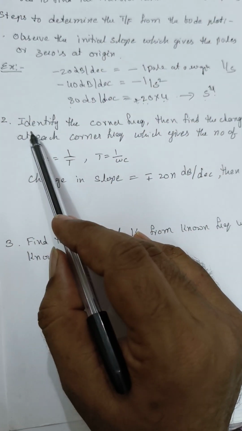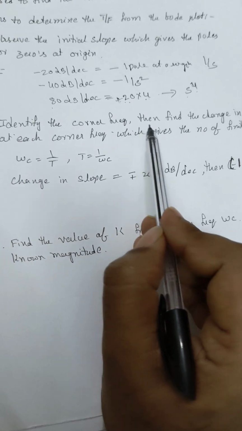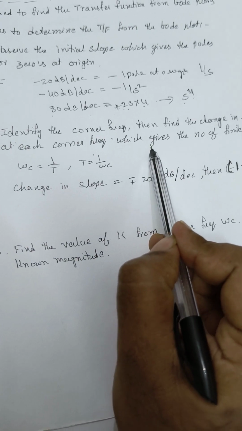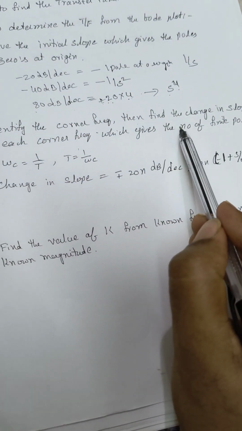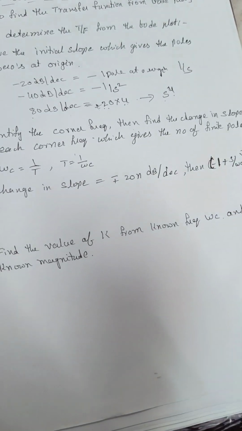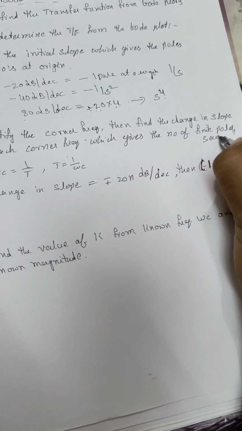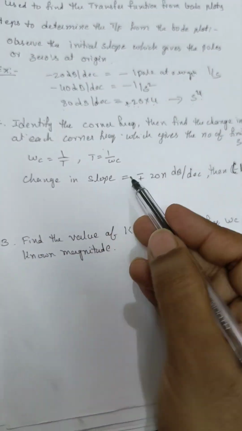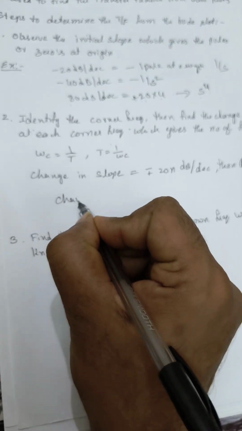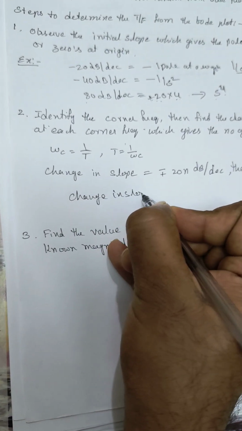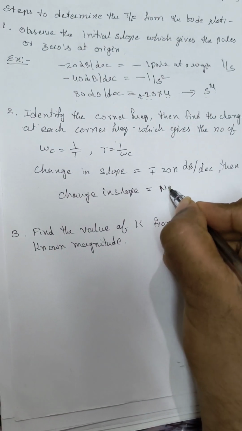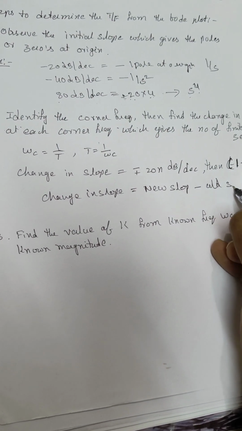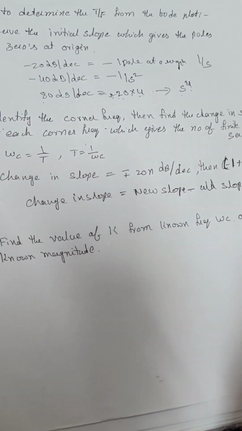And the second step is we have to identify the corner frequencies, at which there is a change in the slope. These corner frequencies where there is a change in the slope will give you a finite number of poles or simple zeros at that frequency. To find out the change in slope, the formula is: change in slope is given by new slope minus old slope.